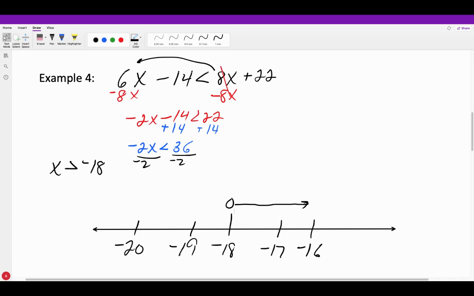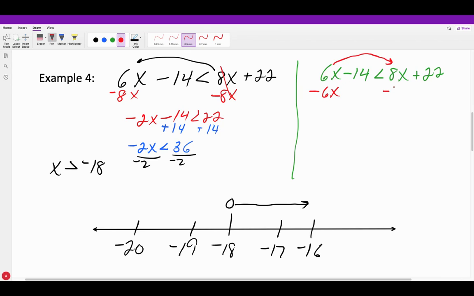And sometimes, though, people want to avoid that negative number. So the other way that you could have done this is, instead of always just going to the left, you can be strategic. And I can see that I have more x's on my right. So that means if I subtract the 6x and move my variables to the right instead of to the left, I'm going to keep a positive number and I don't have to worry about flipping anything. So you'll see it's negative 14. It's less than 2x plus 22. And then I'll subtract 22 from both sides.